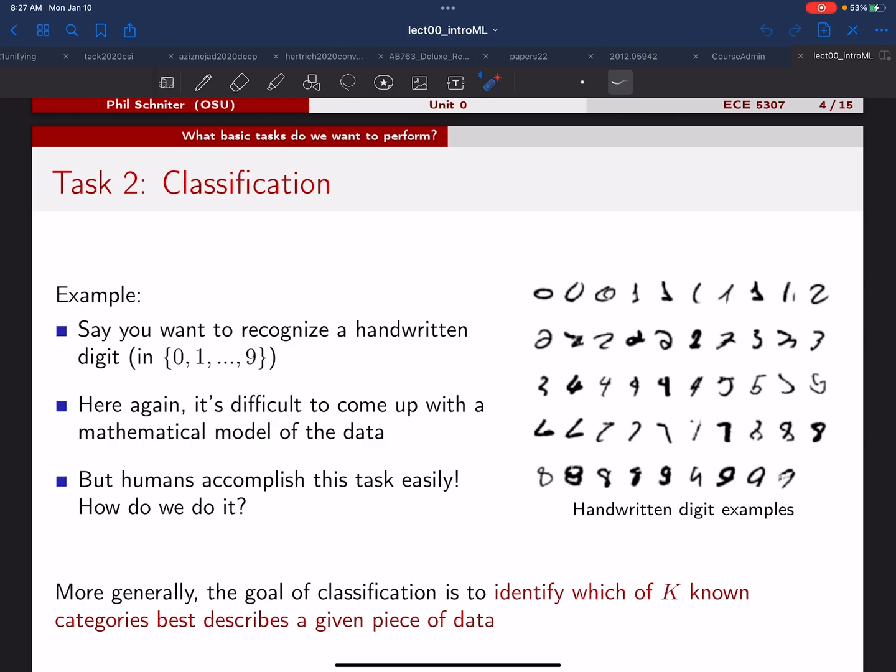So more generally, classification is identifying which of k known categories best describes a given piece of data. Okay, this is just one example. There's many, many other examples we'll see throughout the semester.